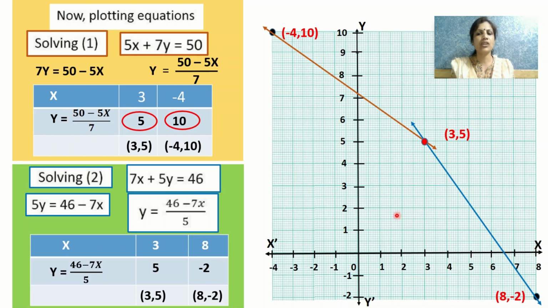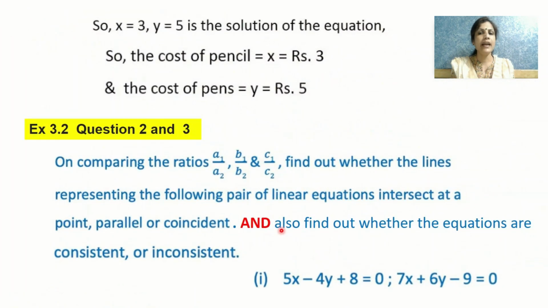lines intersect each other at this particular point, and that is (3, 5). As I said, do not forget to write the equations on the line in this manner. So we get the answer, and our answer is x is equal to 3 and y is equal to 5 is the solution of the equation. We have taken cost of one pencil as x and cost of one pen as y. So cost of one pencil is rupees 3 and that of pen is rupees 5. Alright, so this is how we have to find the solution of the equation graphically.